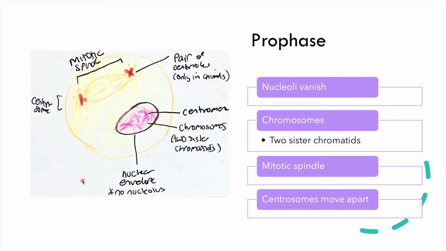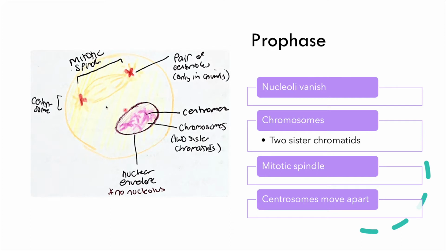In prophase, the nucleoli disappear. The chromatin condenses into chromosomes using histone proteins. The chromosomes are composed of two sister chromatids attached at the centromere. Remember that DNA was duplicated during S phase, so there is double the amount of genetic material. So, two sister chromatids make up one chromosome.